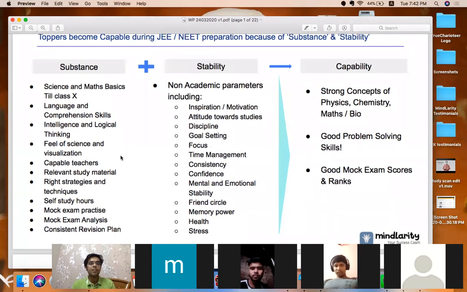Then comes the field of science and visualization. When you study any scientific concepts, you are expected to take a feel of it, to visualize it completely, to imagine it completely. For example, you are studying Newton's laws of motion. The first law states that if a body is at rest, it continues to remain at rest, while if a body is in motion, it continues to remain in motion until and unless an external force is applied on it.